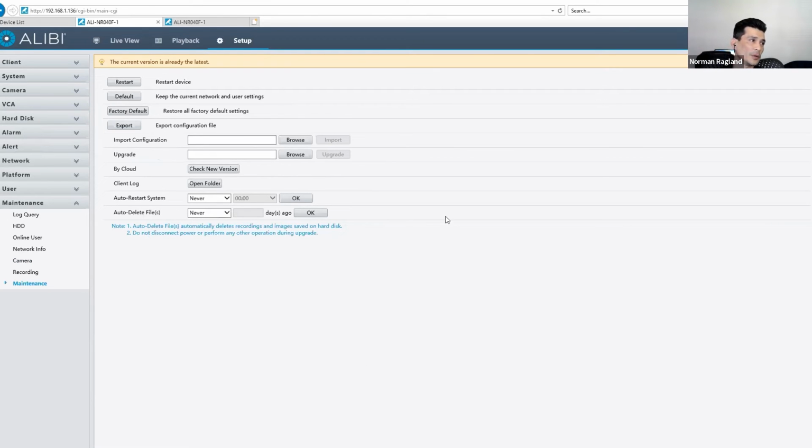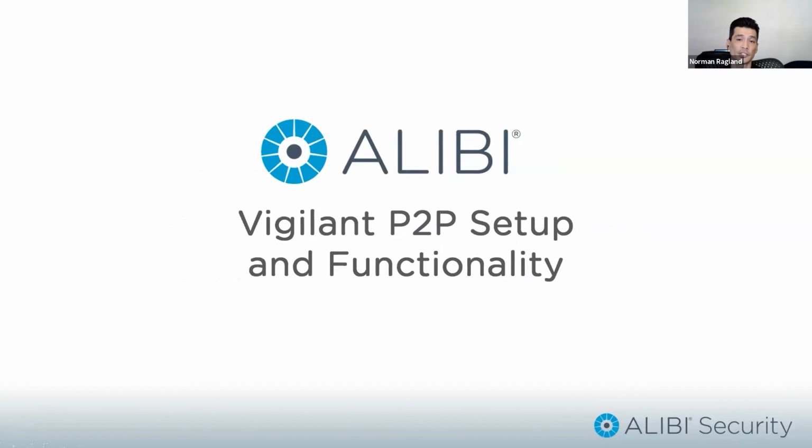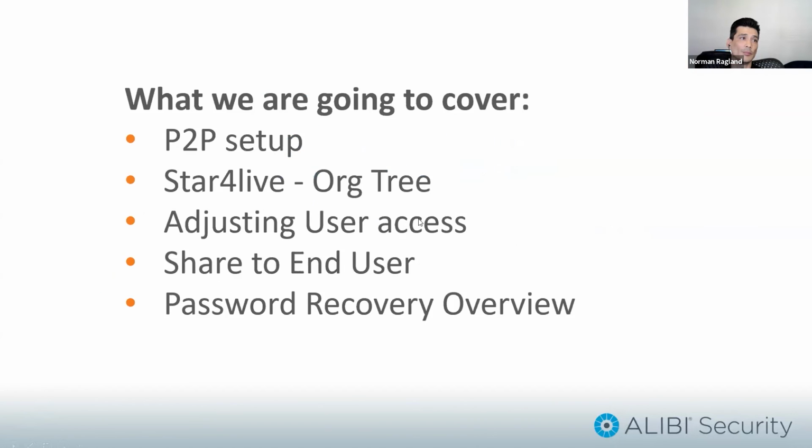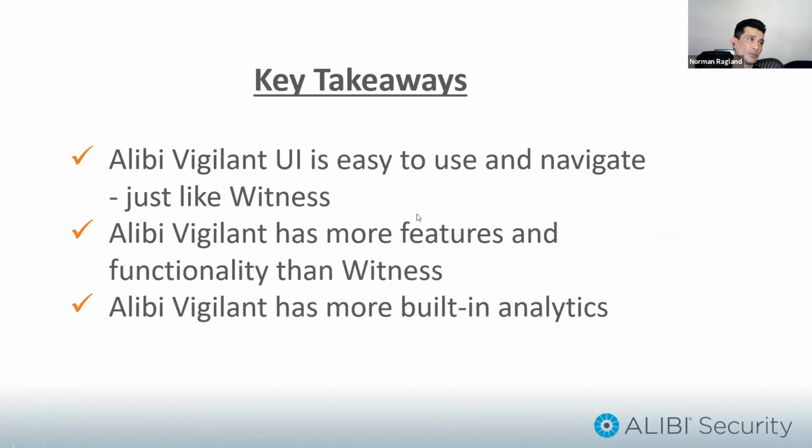So I think some of the key takeaways for what we just showed you guys is, the Vigilant UI is very easy to use and navigate. Just like Witness, it has more features and functionalities than Witness, and has more built-in analytics, so you kind of see all of that. And then we covered some of the P2P. P2P makes it easy to manage all your customers through one portal. It also makes it easy to reset passwords or manage your devices, whether it's mobile app or CMS. So a lot of advantages with P2P for Vigilant for sure.